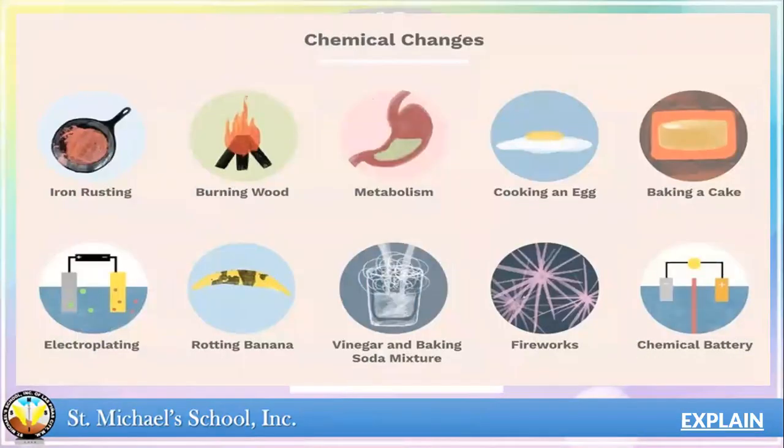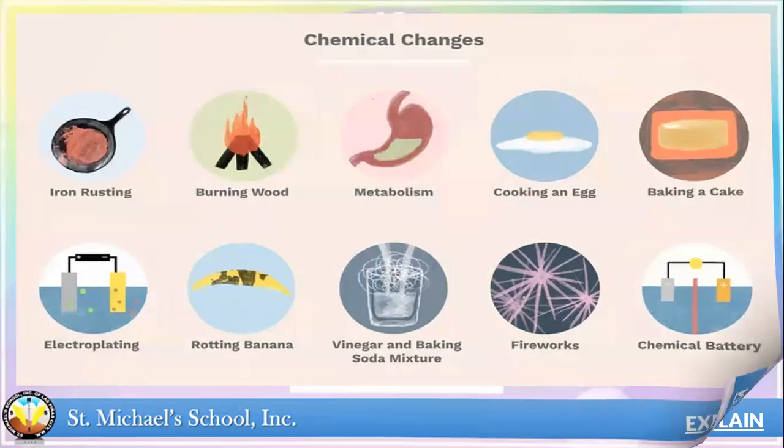Examples of chemical change: iron rusting, burning wood, metabolism, cooking an egg, baking a cake, electroplating, roasting banana, vinegar and baking soda mixture, fireworks, chemical battery.